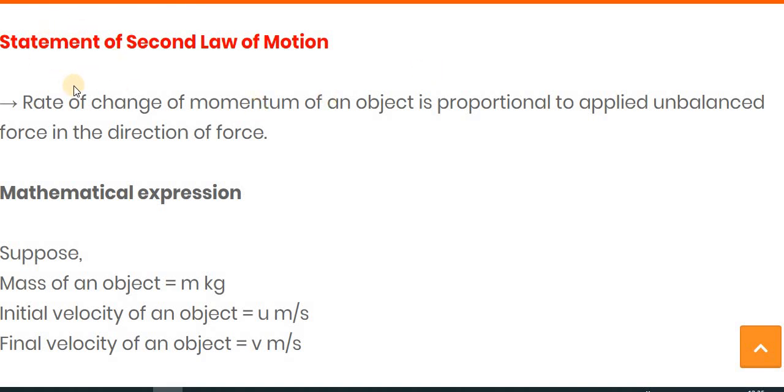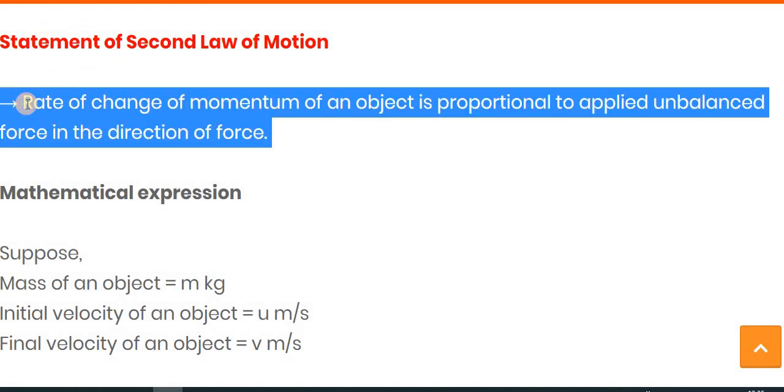The statement of the second law of motion is that the rate of change of momentum of an object is proportional to the applied unbalanced force in the direction of the force. This is the statement of the second law.